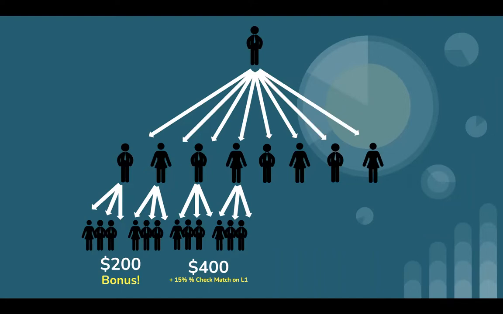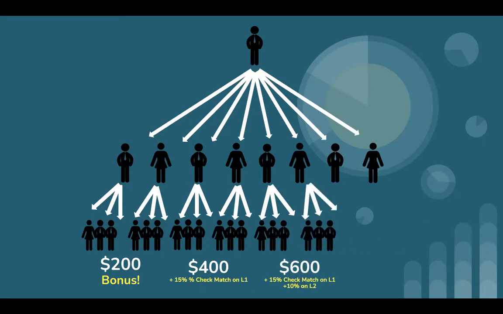Well, now the next one is when you have 6 people making $100 per month, your bonus becomes 600 bucks. But now you have the 15% check match on level 1, but you also have now picked up 10% on level 2. Now what you're looking at level 2 is where you see the couples of 3. 3, 6, 9, 12, 15. There's 18 people there. Now let's say they all make 100 bucks a piece. Well, that's 1,800. So at 10%, you make 180 there. So you're making 150 and 180.